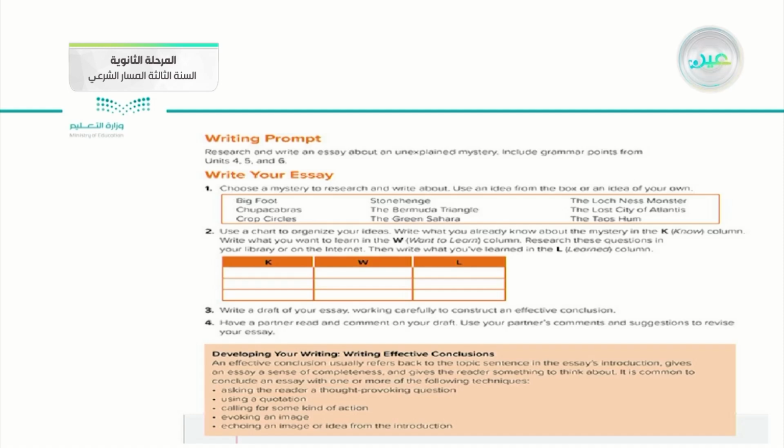Number 1, Bigfoot, Stonehenge, the Loch Ness Monster, Chupacabras, the Bermuda Triangle, the lost city of Atlantis, crop circles, the Green Sahara and the Taos Hum. These are some titles or big ideas for your research on these mystery ideas. Okay, after we choose our idea or research title, and we make a whole research and collect some information about it, what is the next step, miss?